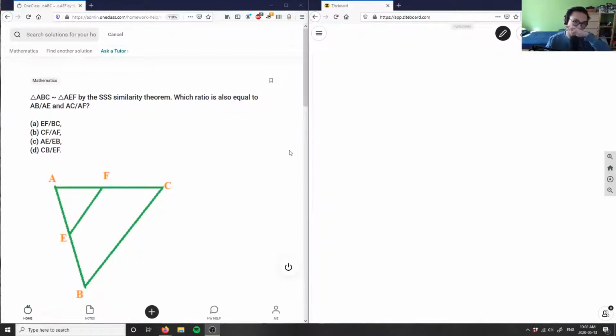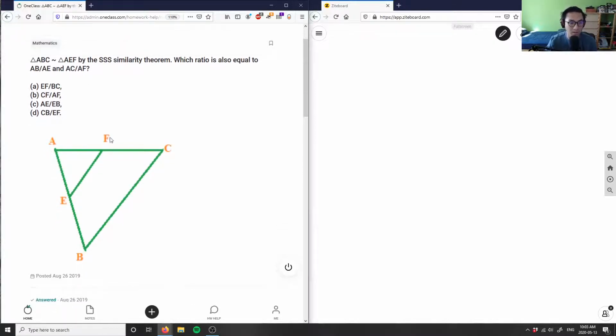Our first question of the day is a geometry question. We have a triangle ABC, and it's similar to AEF by the side similarity theorem. So again, very typical geometry question here. We have basically a triangle within a triangle: the big triangle ABC and a smaller triangle AEF. Both are similar because of the side similarity theorem, which states that all three sides are proportional to each other.